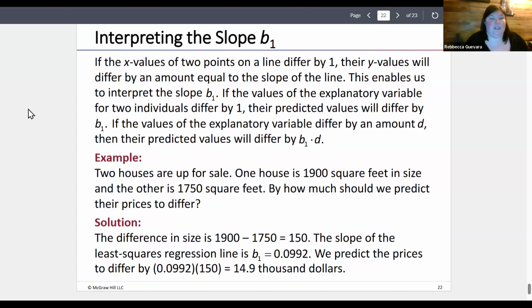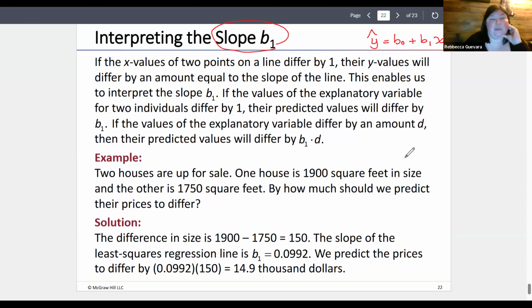So B1 is going to be the slope. Once again, y hat is B naught plus B1 x. If the x values of 2 points on the line differ by 1, then their y values will differ by an amount equal to the slope. So this enables us to interpret the slope, B1.